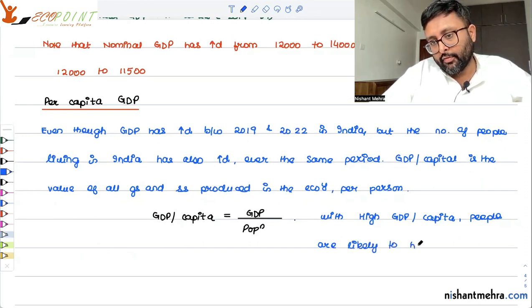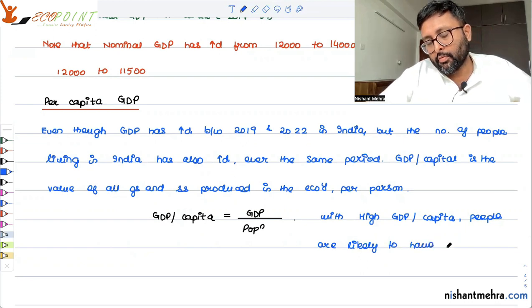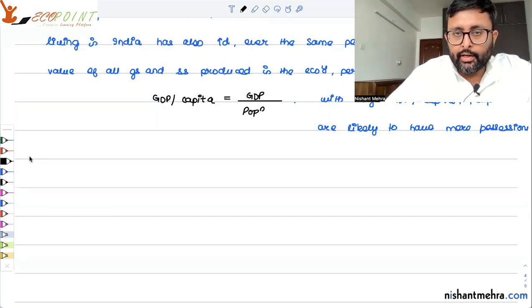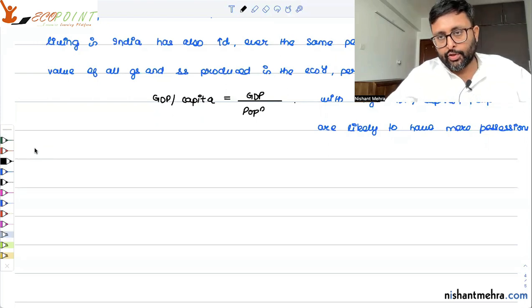High GDP per capita people are likely to have more possessions, right? Now let's look at a few numerical problems based on the concept which you have just done, which is, suppose nominal GDP.